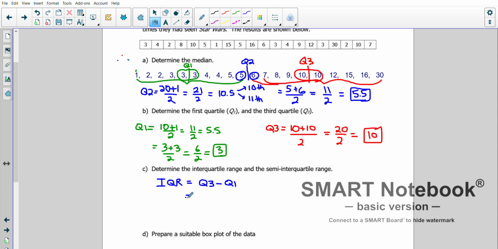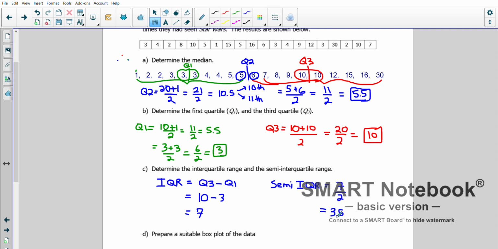So it's going to be the third quartile we calculated was 10. The first quartile we calculated was 3. So the interquartile range, the range of the middle part of the data, is 7. And then the semi-interquartile range is just going to be half of the interquartile range. So you take the interquartile range and divide it by 2. So it's going to equal 3.5. So far so good.